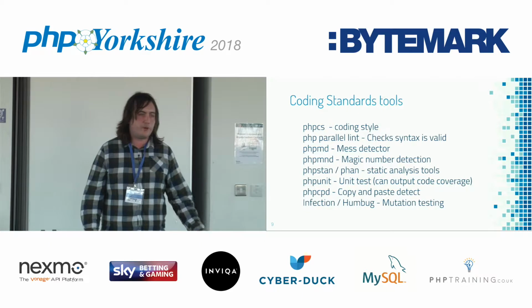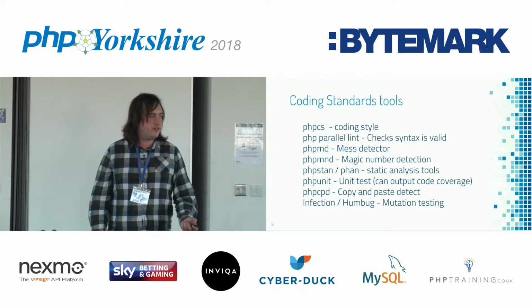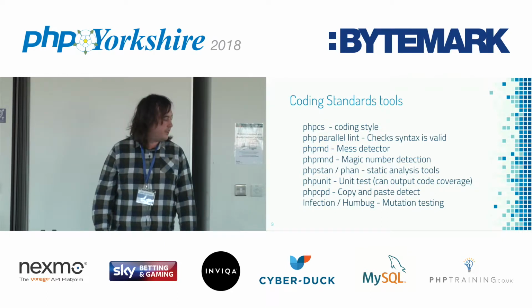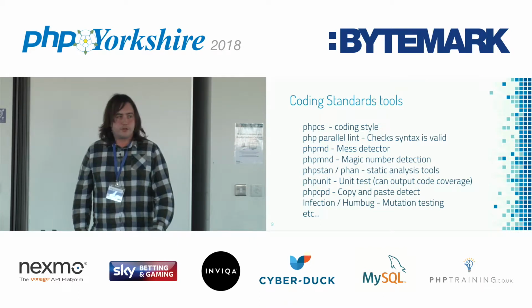It's great for finding off by 1 errors. The OpenSSL bug a few years back was caused by an off by 1 error. If they had a test around it and it was covered by Infection or a similar tool, that would have been spotted. And there's more. There's loads and loads of tools. We're in a very good place for tools.